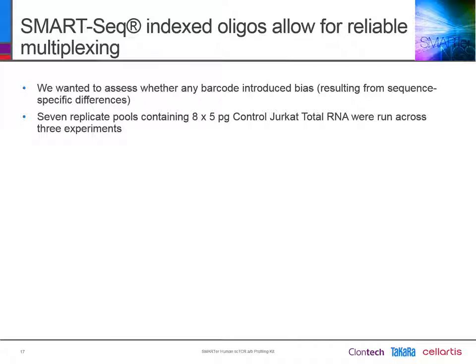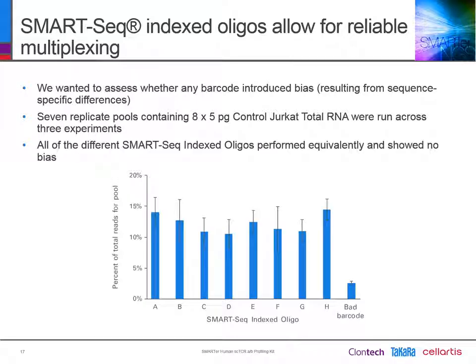So we took 7 pools that were run across 3 separate experiments that were all run on different days. And what you can see is when we average these data, and the bars here are the standard deviation, across the board there isn't really any difference between the barcodes. There's certainly none that stand out as being particularly high or low. And so we don't believe that there's any bias caused by the different sequences. And as I mentioned, I demultiplexed these allowing for 1 error, so our bad barcode pool is around 3% of the total reads.